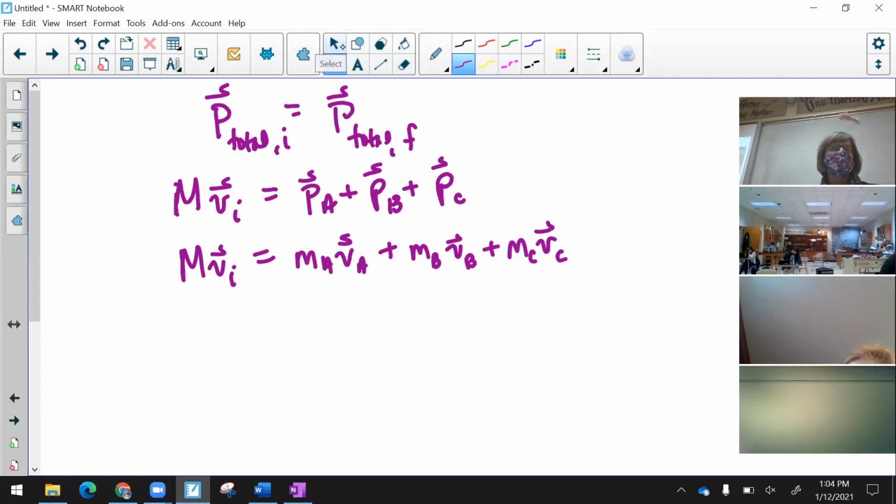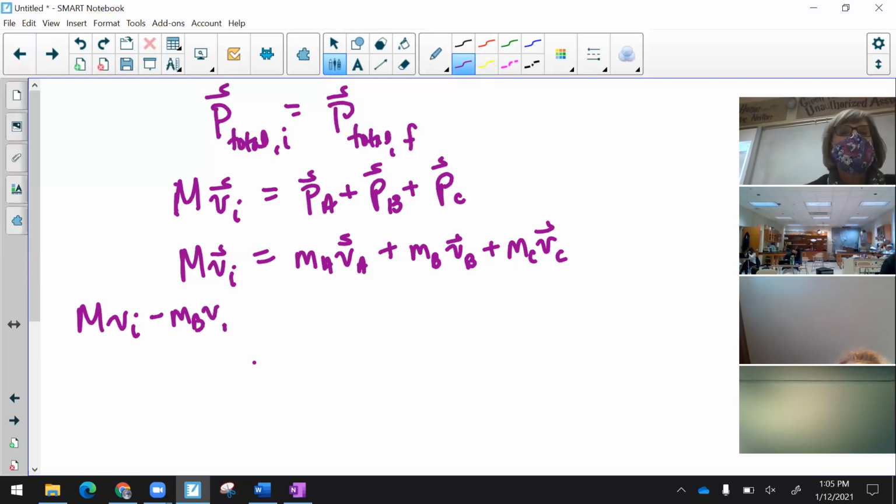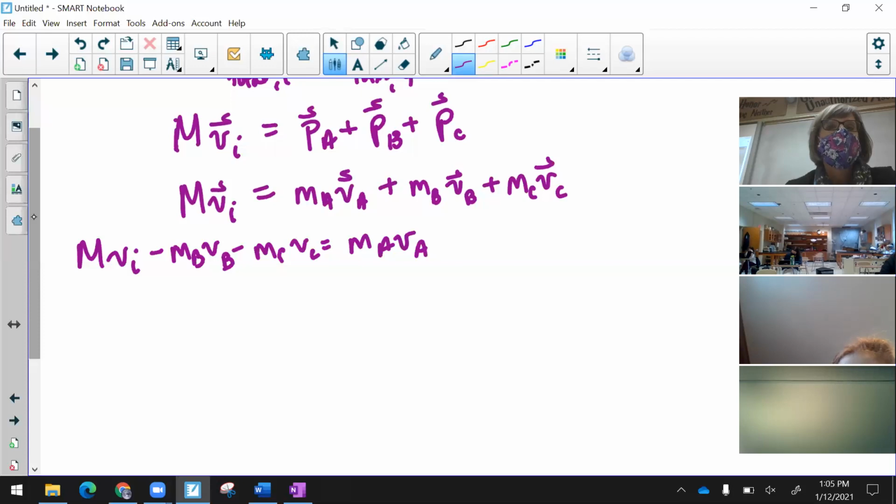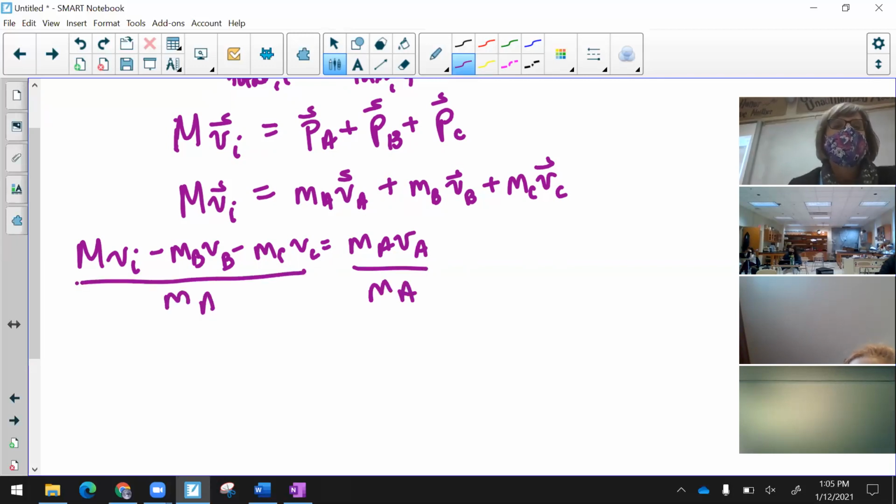And I know these are all in the plus or minus X direction, so I really don't have to worry about the vector symbols. And since A is the only thing I don't know about, I'm going to move everything else to the other side. So I'm going to have MVI minus MBVB minus MCVC is going to be MAVA. And then I just divide both sides by MA. And I can sub in.